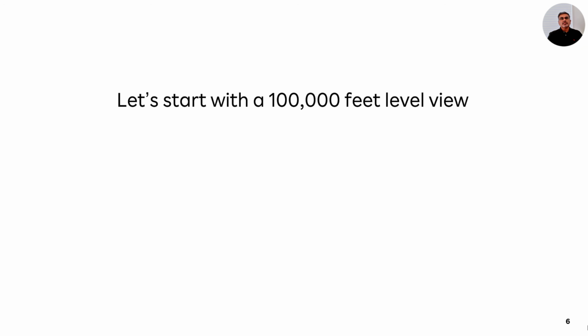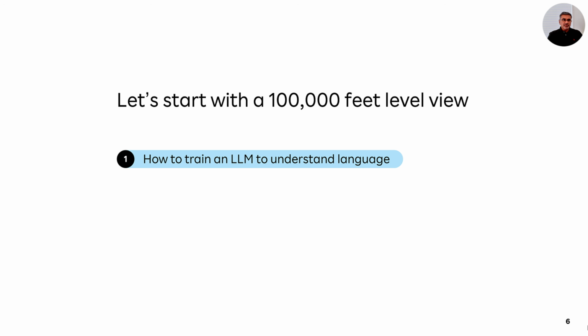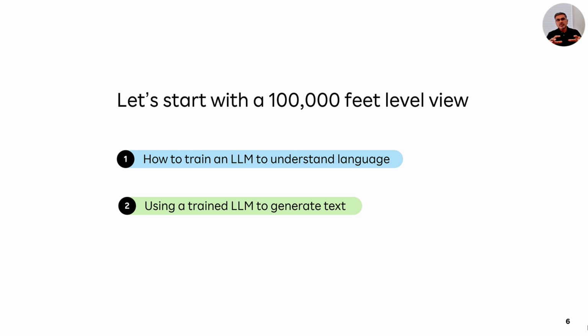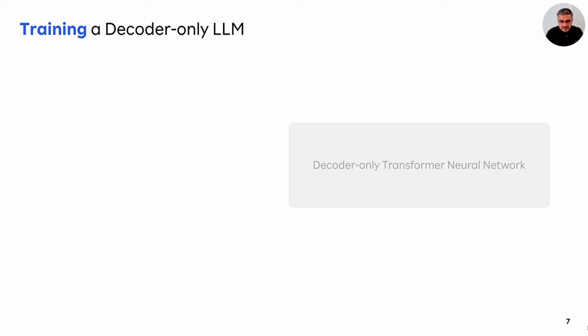Let's start with a 100,000 feet level view of large language models. First, we'll study how to train a large language model. And then we will study how you take the trained large language model to generate text. Now, I'm doing this at a 100,000 feet level view first so that you can get a conceptual idea behind how these things work before we dive deep into the underlying architecture. Okay? The first thing is training.